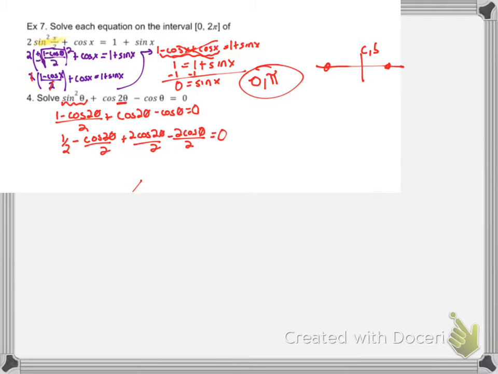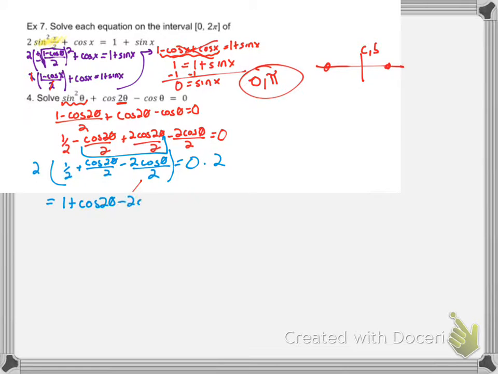We can combine like terms. These terms are our like terms. I'm left with just 1/2 plus, and then in here I have cosine of 2 theta over 2 minus 2 cosine theta over 2. I'm going to multiply each side by 2. I can distribute it through. That clears out my denominator, which is my goal. I have 1 plus cosine of 2 theta minus 2 cosine theta equals 0. Okay, this is still kind of ugly, isn't it?